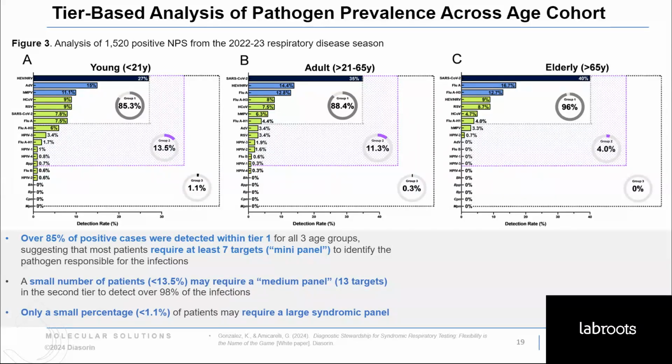What about then using the typical fixed large syndromic panel? For the young, this would identify the remaining 1% of these infections. For adults, it would identify the remaining small number of 0.3%. And for the elderly, it would have been unnecessary, seeing all the infections were actually captured in the first 2 tiers.